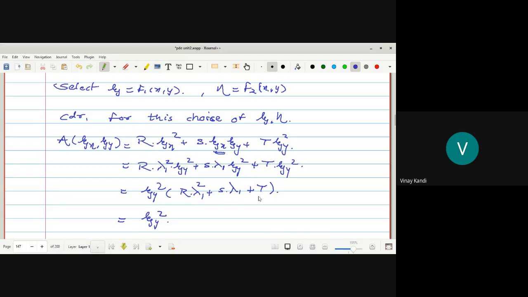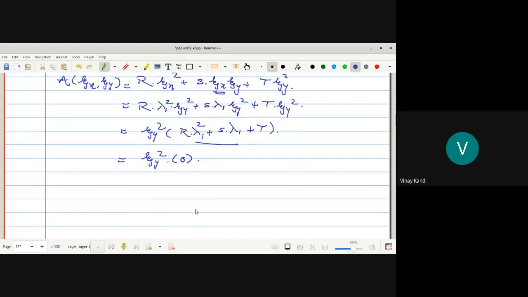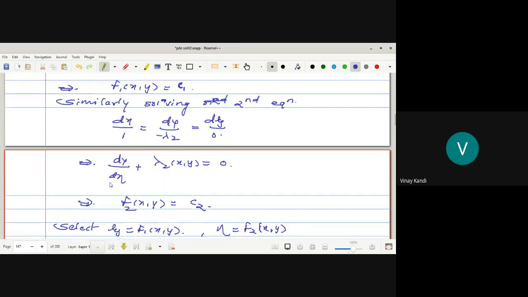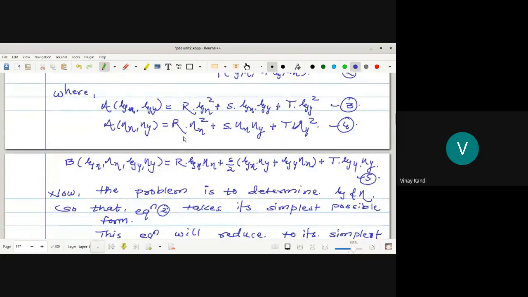Now, if lambda 1 is a root of that quadratic equation, the value of this one is 0. Why? Since lambda 1 is a root of r lambda square plus s lambda plus t is equal to 0. So this implies A of xi x, xi y is equal to 0. Similarly, for this one, equation 4 is also equal to 0, A of eta x and eta y.